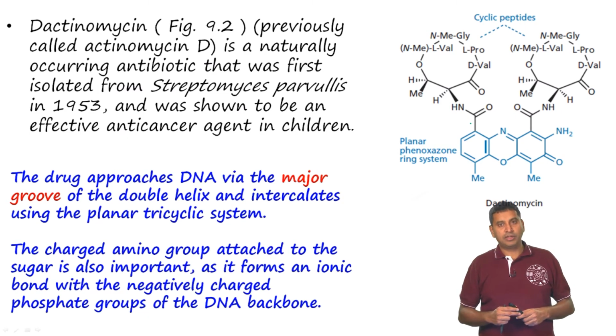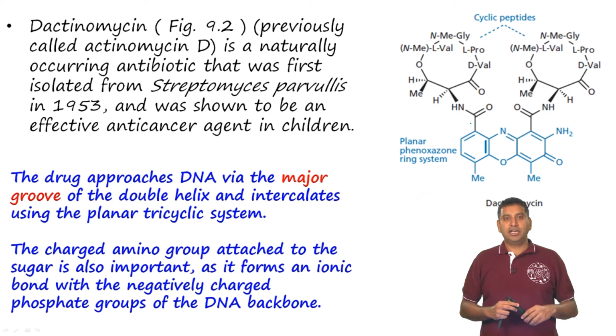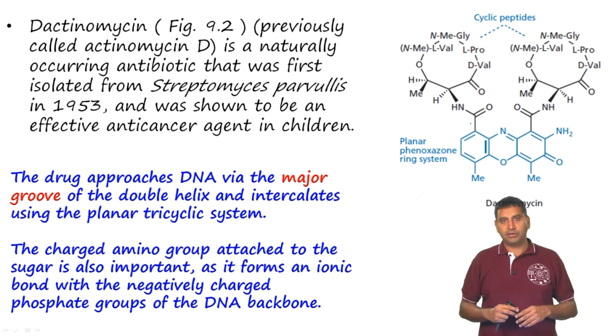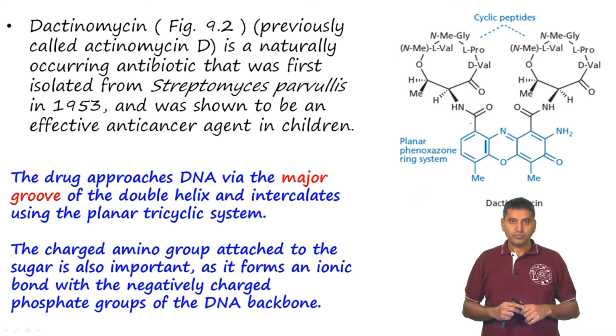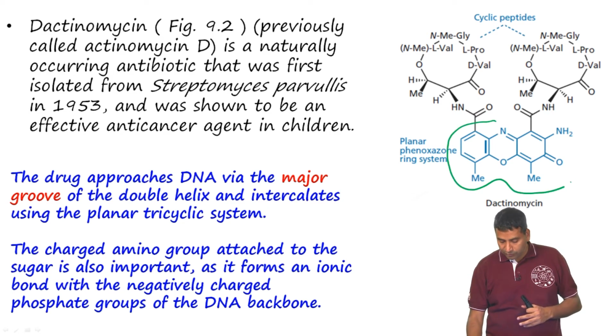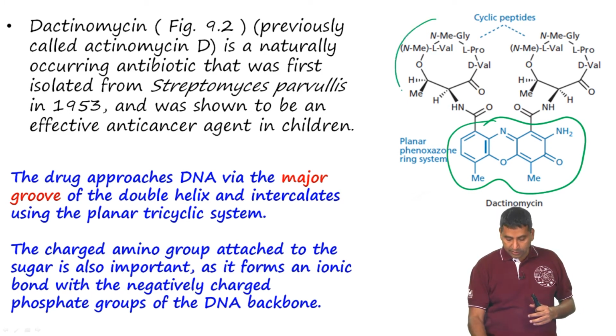Another example of an intercalating agent is Dactinomycin. It was previously called Actinomycin D. It is a naturally occurring antibiotic that was first isolated from Streptomyces parvulus in 1953. It has been shown to be an effective anti-cancer agent in childhood cancers. If you look at the structure of Dactinomycin, it has the planar phenoxazone system, and it also has a peptide over here, which is a cyclic peptide.